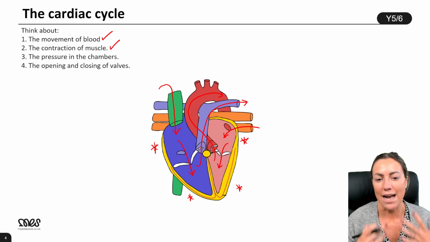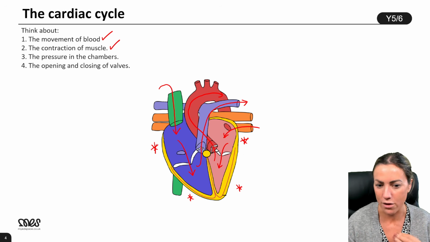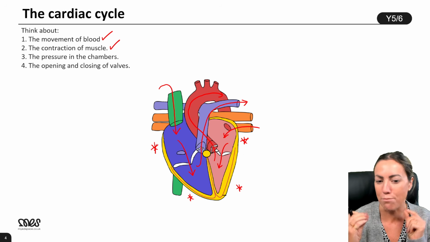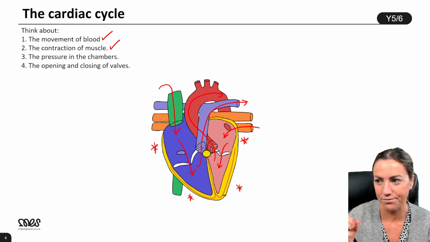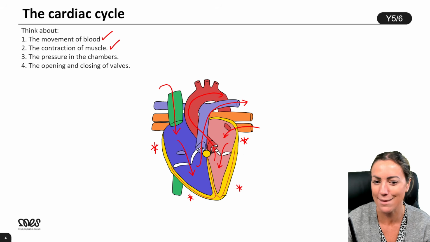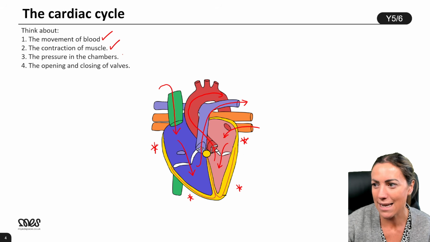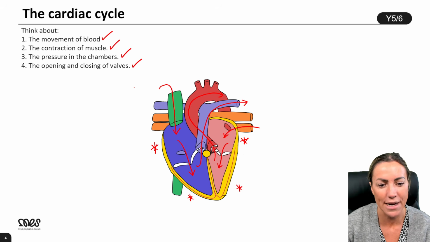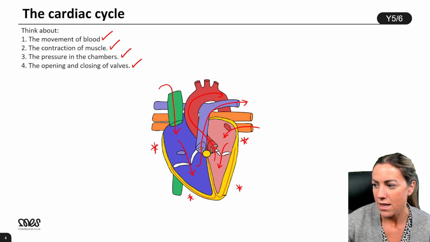relax. Now, this is all coordinated by valves opening and closing. And valves opening and closing, that's going to be determined by pressure in the chambers. So this is where it gets a little bit trickier. But I'm going to see if I can explain this clearly. Let's think about pressures and opening and closing of valves, okay? Let's just look at one side of the heart to do this. So let's look at the right side together.